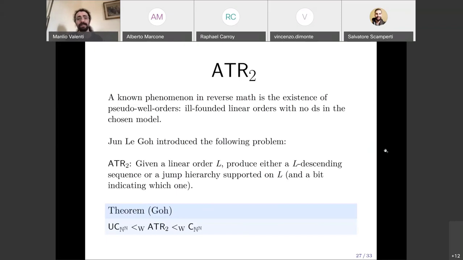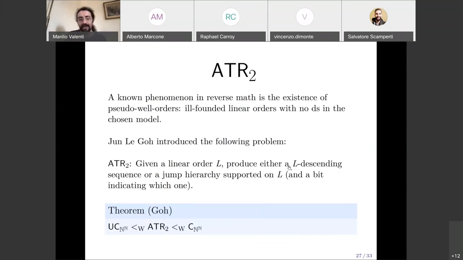So Junlo, in his PhD thesis, introduced this problem, ATR2, which can be phrased as follows. You are given a linear order, which you have no guarantee is going to be well-founded or not. And you have either to produce a descending sequence through it, or you may want to produce a jump hierarchy supported on the set. I didn't define this formally, but the idea is that the arithmetic formula you iterate over your order is the formula defining the Turing jump. That's why it's called a jump hierarchy.